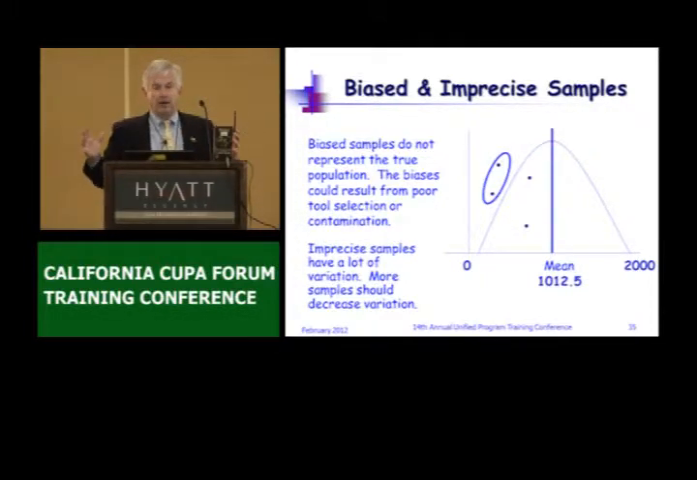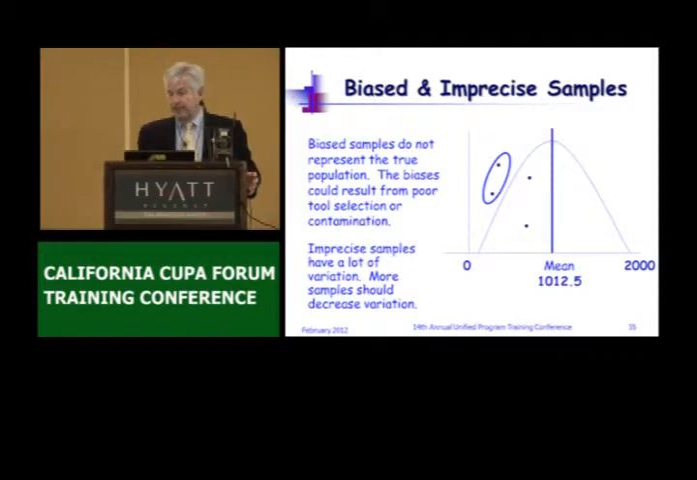Imprecise because they're spread all over the place. Biased because some are outside of the true population. When you miss the true population, by definition, it's biased. Somehow you introduce some kind of error for those biased samples.